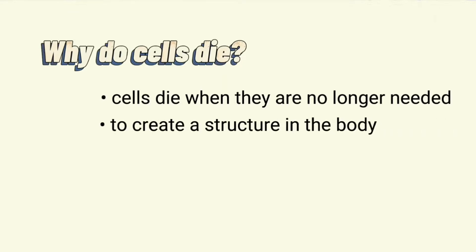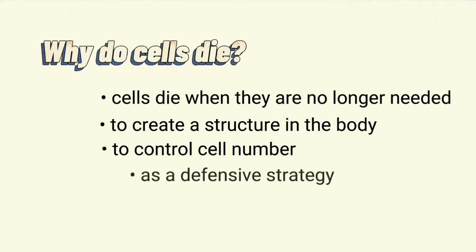Second, they die to create a structure in the body. For example, the stratum corneum, which is the outermost epidermal layer, consists of dead cells. Third, they die to control cell number. Excess cells are removed, such as white blood cells, after an infection has been cleared. Lastly, they die as a defensive strategy to remove infected, mutated, or damaged cells.